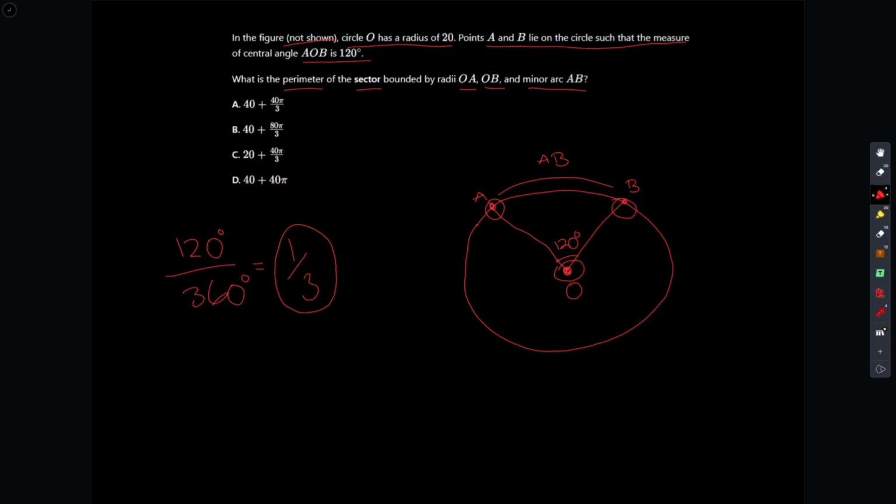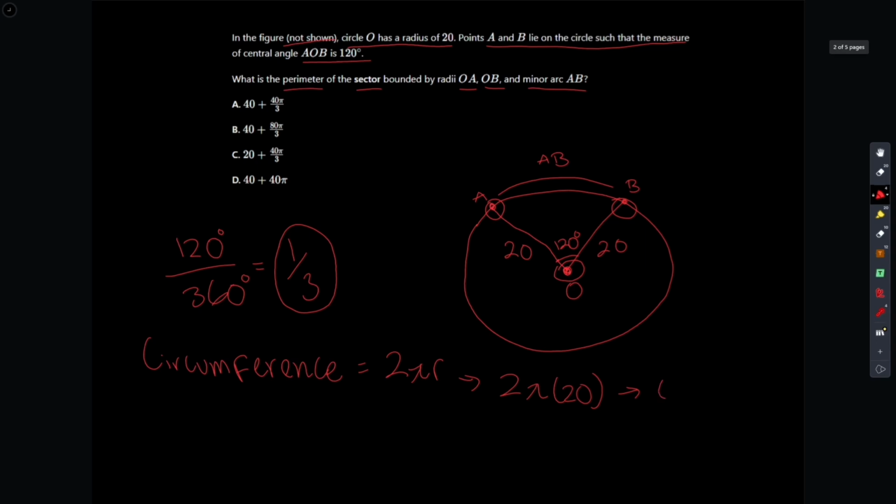So that means we need to find the circumference. So what is the circumference? The circumference formula is 2 pi r, where r is the radius. The radius is 20, as they told us earlier in the question. So now we can just plug in that radius. This makes 2 pi times 20, which we can simplify to just 40 pi.